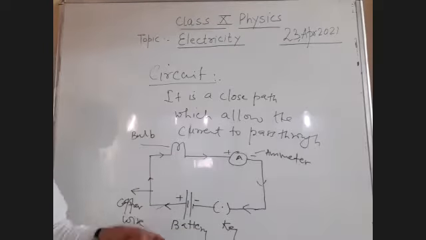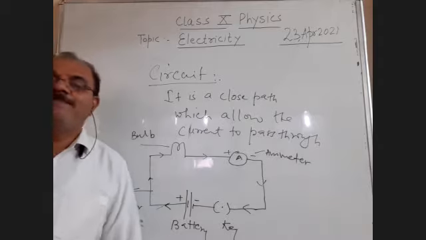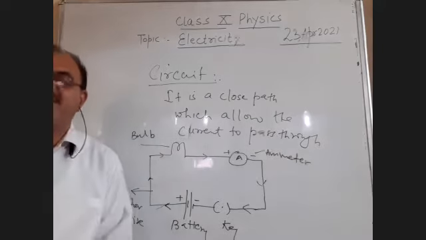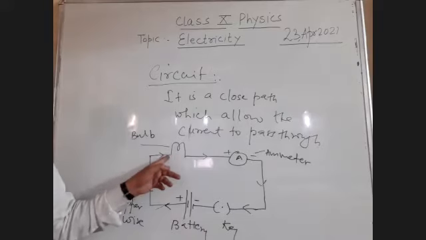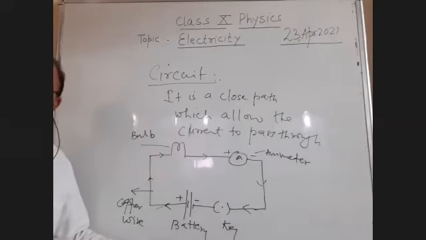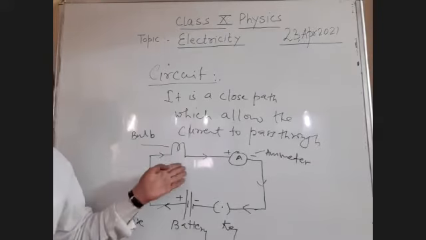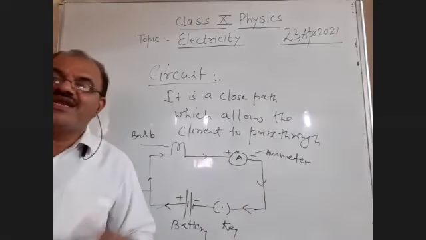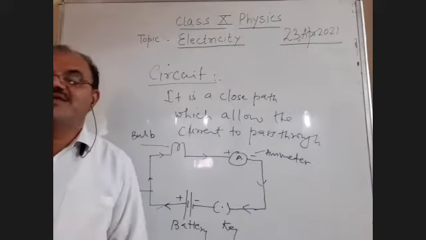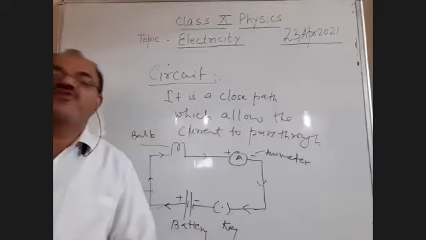First, I use the battery as a source of energy. Battery or the cell, source of energy. First point. Now, second, I have used the bulb. This is for the output energy. This is to check whether my circuit is working or not. If the bulb is glowing, it means my circuit is correct and current is flowing through it.